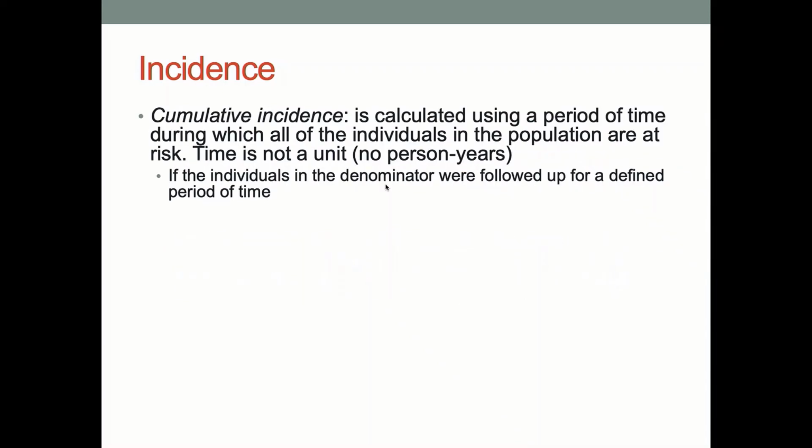This is the incidence. The cumulative incidence is something a lot of students from previous classes get a little bit confused about. So please pay attention, and I'm going to try and describe this. Cumulative incidence is calculated using a period of time during which all of the individuals in the population are at risk, and time is not a unit. So even though it is incidence, it is a special type of incidence where the time is not there. There's no person-years. So if the individuals in the denominator were followed up for a defined period of time, then they are all followed up for the exact same period. We don't have people who are there some of the time and not others.